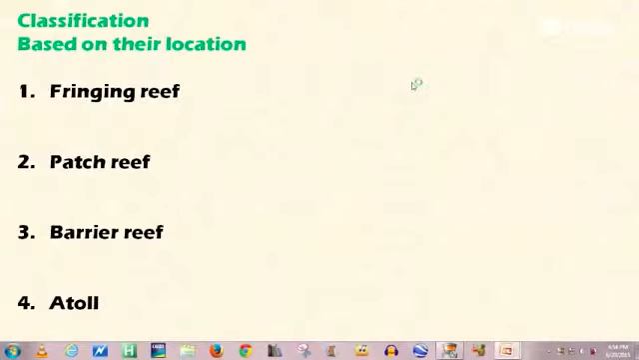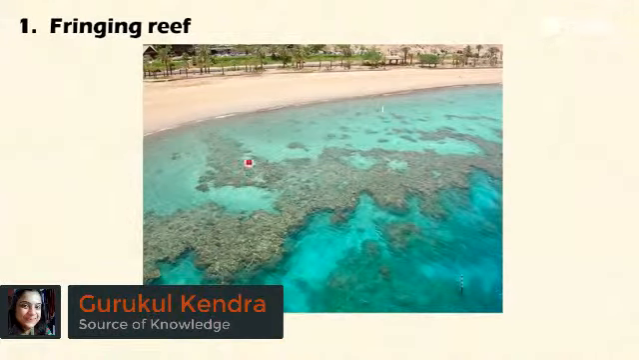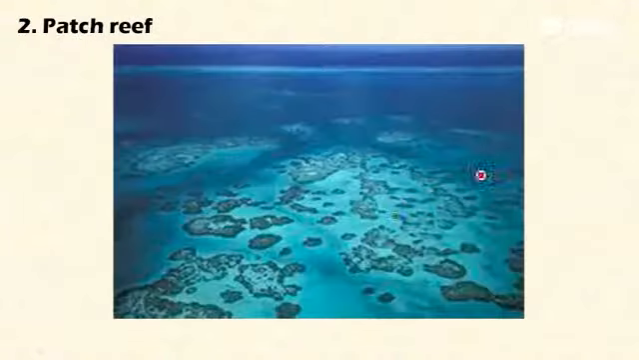So let's look at the classification based on their location. Coral reefs are classified based on their locations into fringing reef, patch reef, barrier reef and atoll. First, let's look at the fringing reef. These fringing reefs are contiguous, that is, attached with the shoreline, and they are the most commonly occurring reef form. They live in attachment with the coastline, and these are most commonly found in the Andaman Islands. This picture is from Israel.